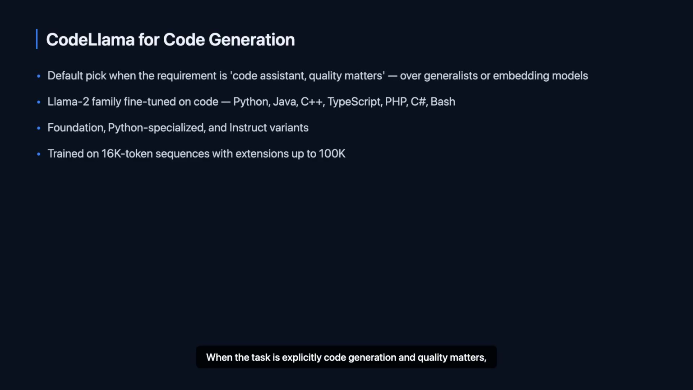When the task is explicitly code generation and quality matters, Code Llama is your default pick. It beats a generalist like Llama 2 70B, and an embedding model in that slot is a category error. Under the hood, it's a Llama 2 derivative fine-tuned on code, supporting Python, Java, C++, TypeScript, PHP, C#, and Bash. It ships in 3 flavors: a foundation model, a Python-specialized variant, and an instruct-tuned version. And it was trained on 16K token sequences with extensions up to 100K, so it can hold a substantial codebase in context at once.